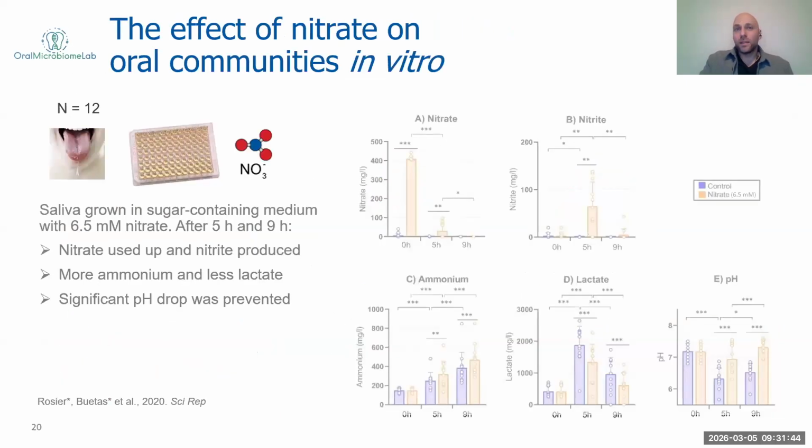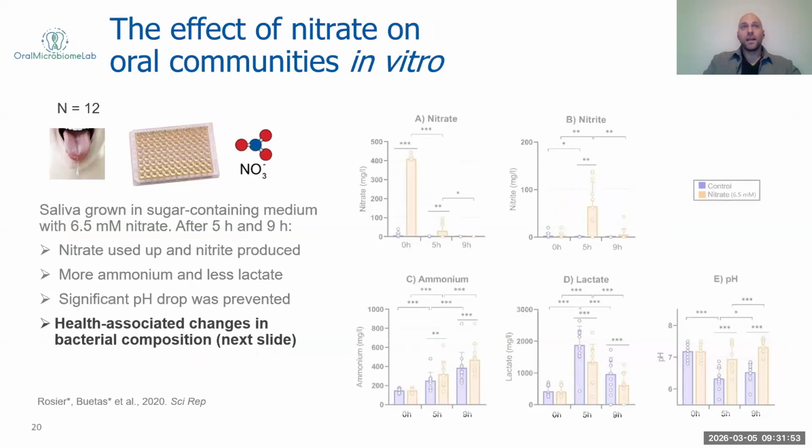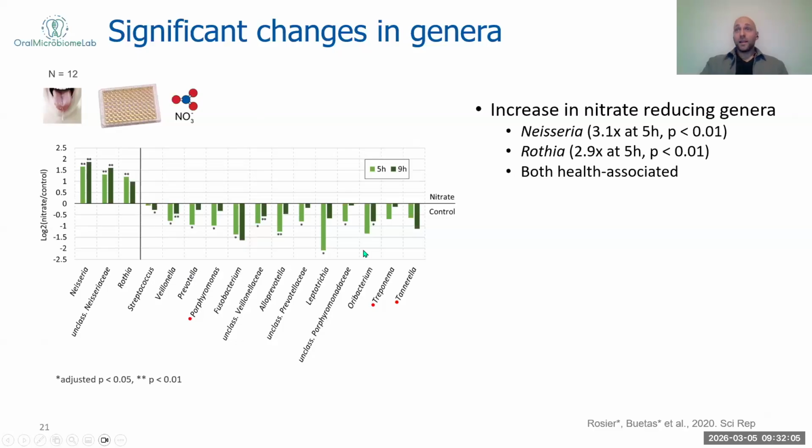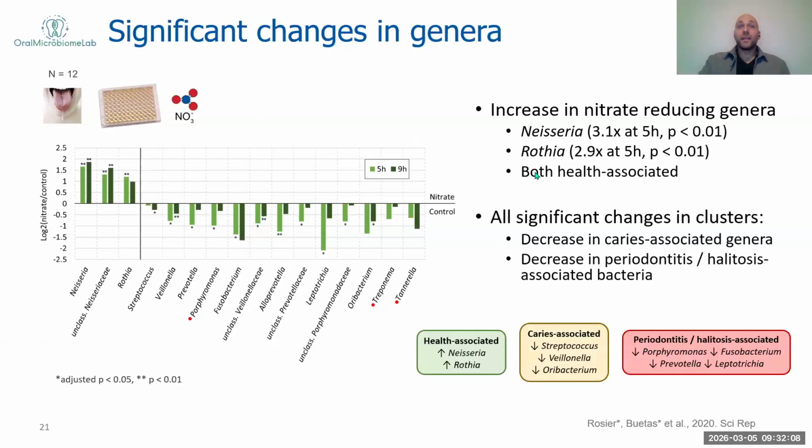And going back to this in vitro study that I already showed to you, apart from looking at the bacterial metabolism, we also looked at the bacterial composition. And we found that Rothia and Neisseria increased, as we expected from other studies. And then we saw that different genera were decreasing, and that these genera could be grouped: caries-associated Streptococcus, Veillonella, and Oribacterium on a genus level are associated with caries, and periodontitis and halitosis associated Porphyromonas, Fusobacterium, Prevotella, and Leptotrichia.